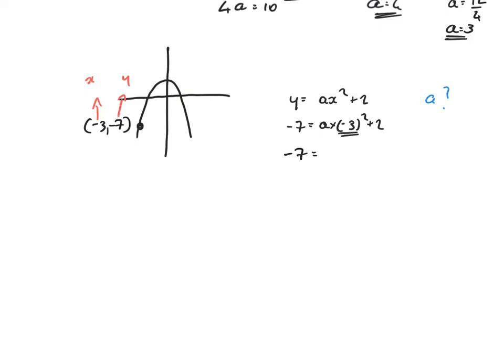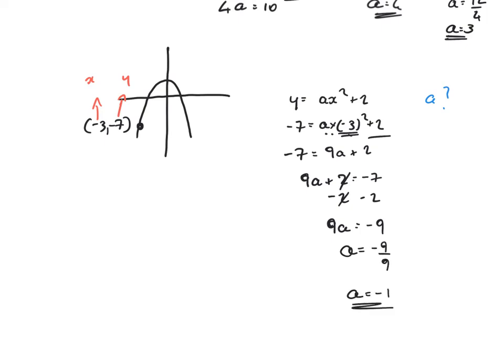Okay, so let's continue. -3 all squared, that's 9. So that's a times 9, 9a. Remember the plus 2. 9a plus 2 equals -7. I then take 2 off both sides. 9a equals -9. I then bring the 9 down and divide. a equals -9 over 9, and a is equal to -1. Final answer. Okay, let's try one more.